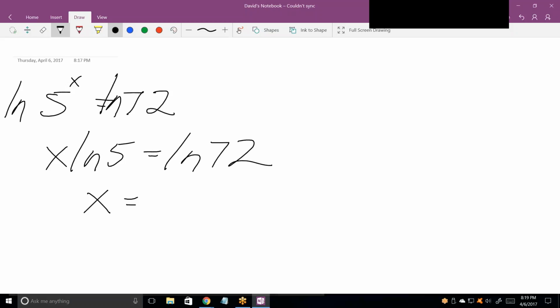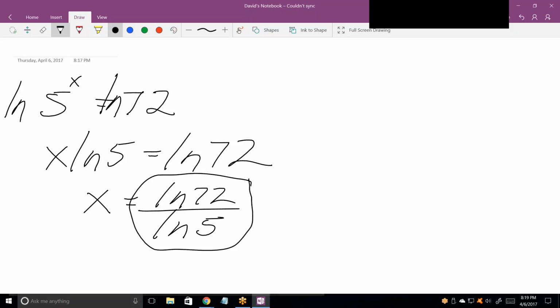Exact answer? Not a decimal approximation? Exact answer? Well, natural log of 72 divided by natural log of 5. That's an exact answer. In the same way that square root of 2 is an exact answer, 1.41 is an approximation. Now give me the decimal approximation of that. 2.657. All right.